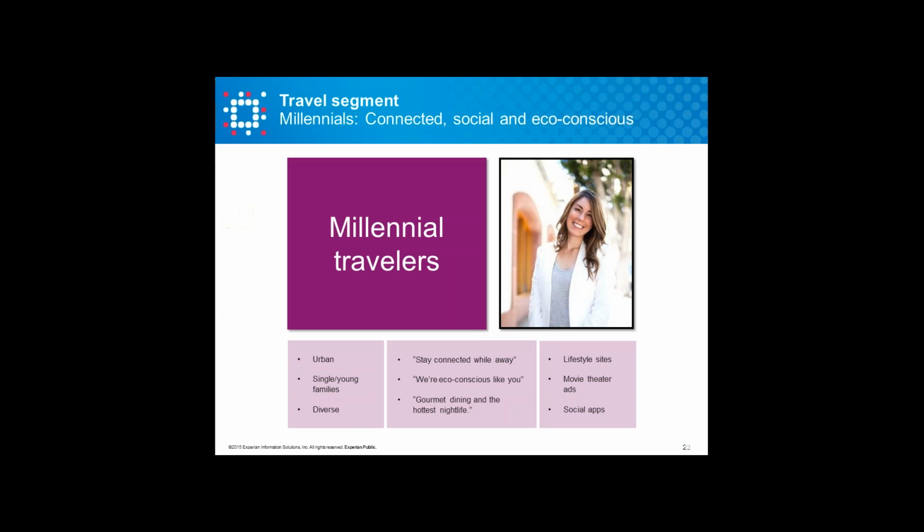In this example, we had a travel client who was quite particular about trying to target millennial travelers and understand who these people are. So our first exercise was to help them understand who these people are. They were quite urban in terms of where they're living. They were single or with very young families, and quite diverse across the overall segment. They like to visit lifestyle sites, they had an affinity with movie theatre ads, and were quite savvy with social apps.